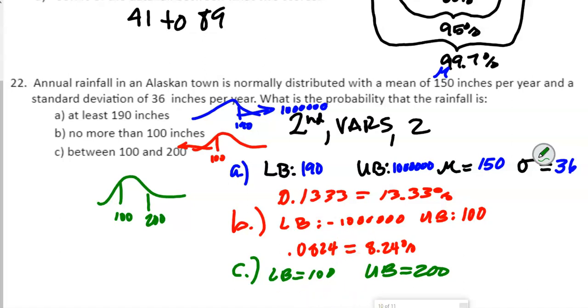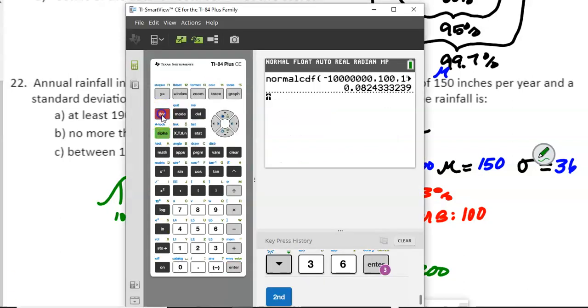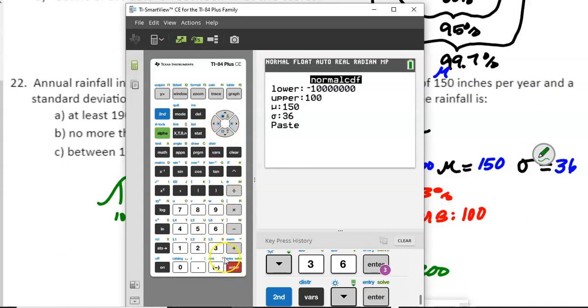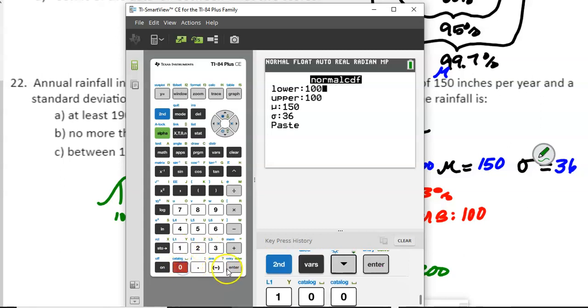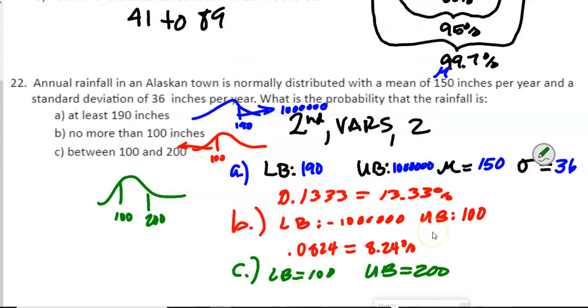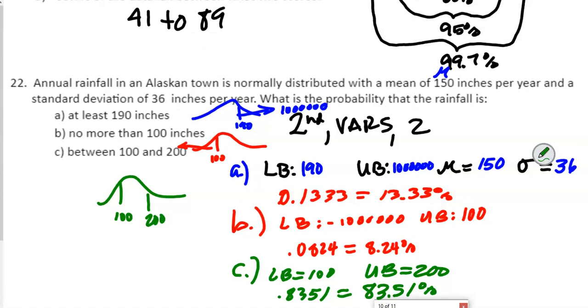So let's again go back to our calculator. So we're going back second, vars, and again, those values should already be in there, guys, for the mu and the standard deviation. So all we're now putting in here is our lower bound and upper bound. So we're going to put 100 here, and we're going to put 200 there. Keep clicking enter till you see it, and then it's going to be 0.8351, right? So 0.8351 is the answer to this one, which is 83.51%.